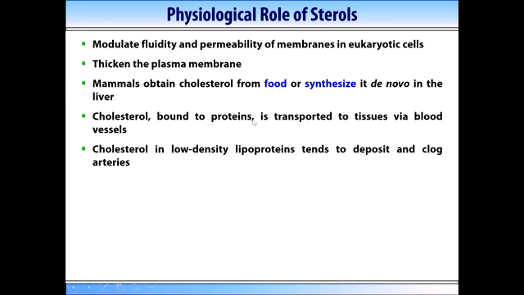Cholesterol bound to proteins is transported to tissues via blood vessels. Cholesterol in low density lipoproteins tends to deposit and clog arteries. You have probably all heard, in mass media and everywhere, about the unwanted effects of having high cholesterol. What's important is to understand which cholesterol we are talking about. There are low-density lipoproteins, which is the bad cholesterol, and high-density lipoproteins, the so-called good cholesterol.